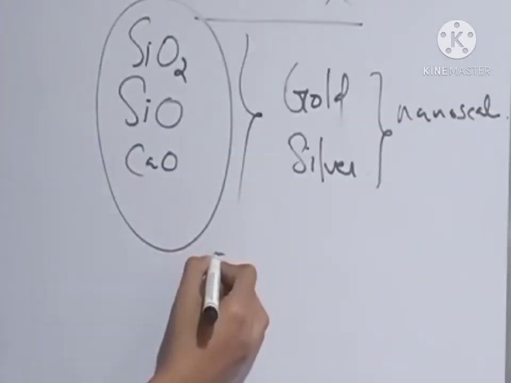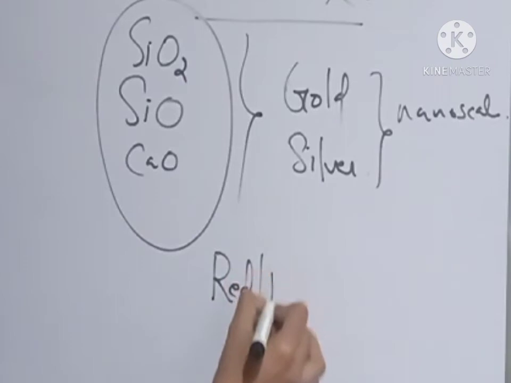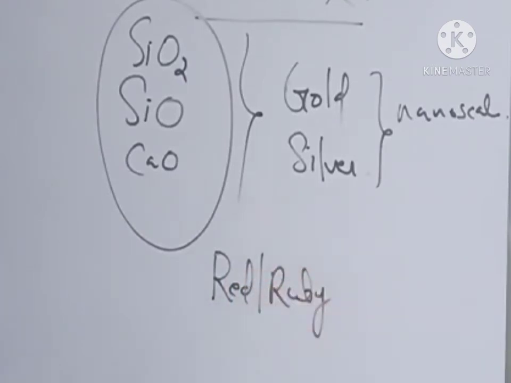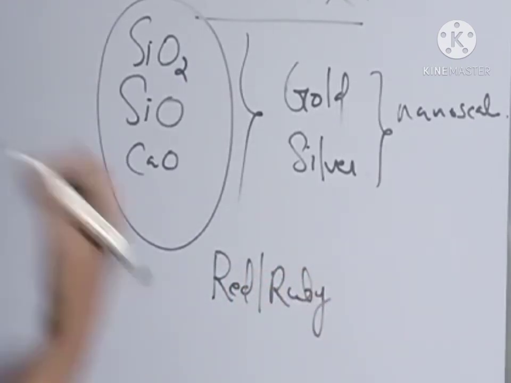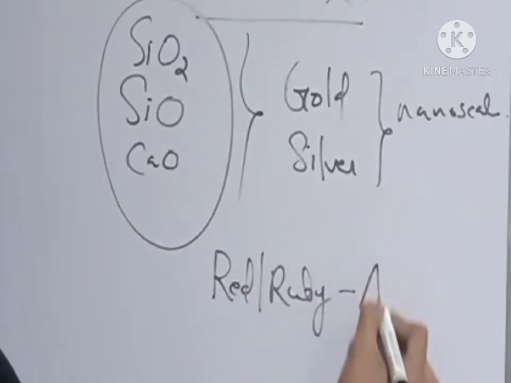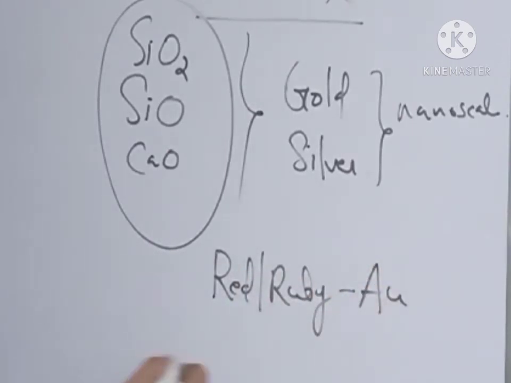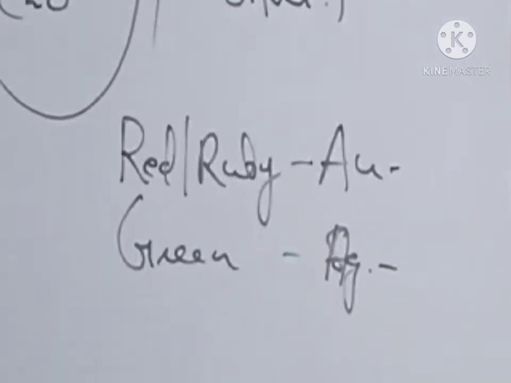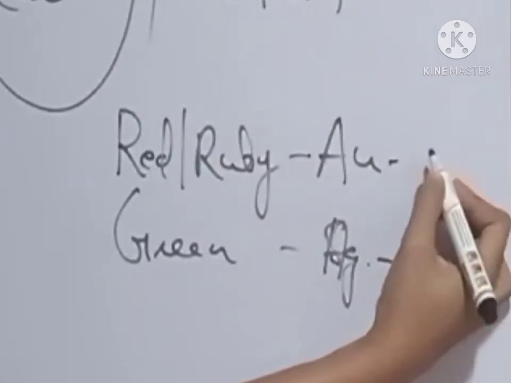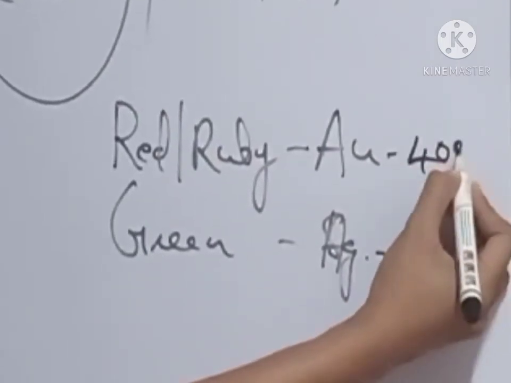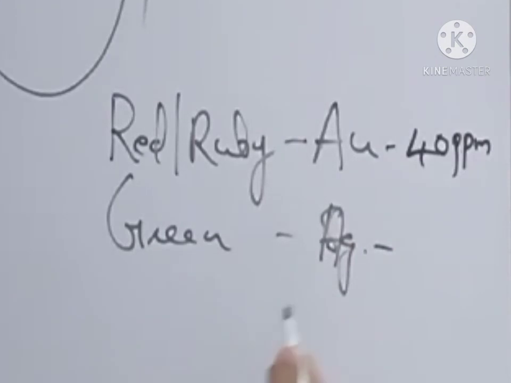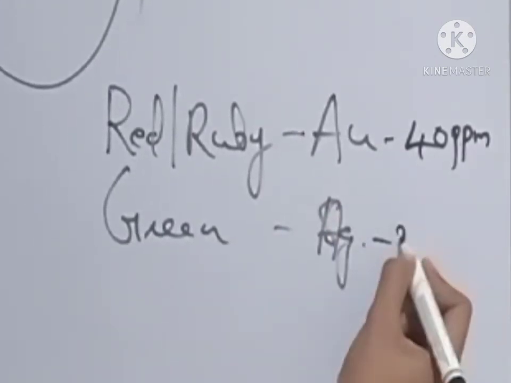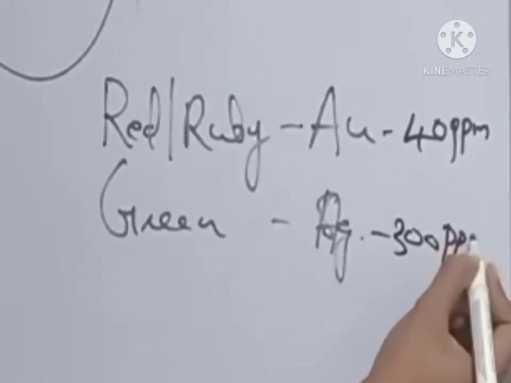The red or ruby color of this Lycurgus cup is due to the presence of gold nanoparticles, and the green color is due to the presence of silver nanoparticles. The amount of gold particles is in the range of 40 ppm, and silver nanoparticles is in the range of 300 ppm.